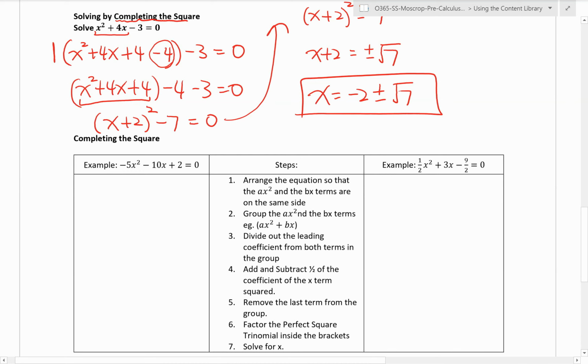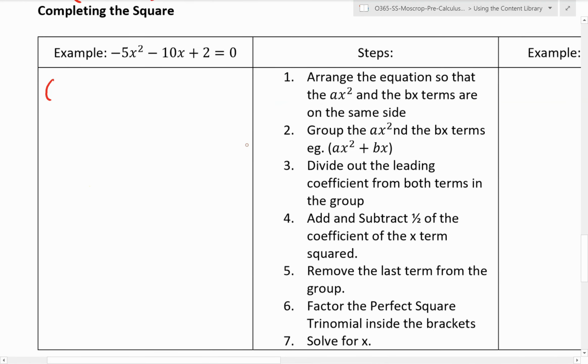Okay, so here it says arrange the equations so the ax squared and bx terms are on the same side. Yes, they are already on the same side, so that's done. Group the first two terms, ax squared and bx term. So that's what I'm going to do. I'm going to blow this up a little bit bigger because I'm going to need a lot of room to solve this equation actually. Plus 2 equals 0. So I group them together.